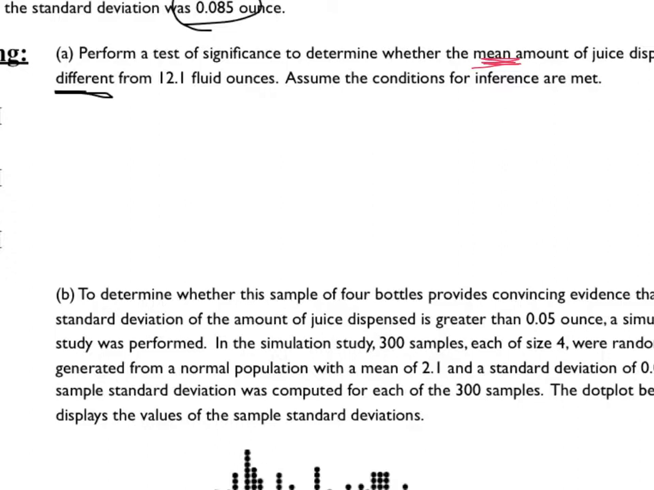So what we want to do is define what mu really represents. So mu is represented by the mean, and you might want to say population mean, because mu represents the population, and it's of how full the bottles are. So maybe number of ounces of juice.